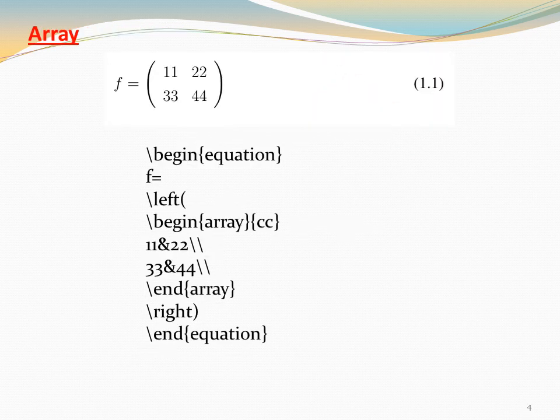Now let's see how to make a simple 2 by 2 array. First start with \begin{equation} and f is equal to \left, then open brackets, then \begin{array}. There are two columns, so {cc}. Then the first entries are 1 ampersand 2 ending with backslashes, then 3 ampersand 4 backslashes, then \end{array} and the brackets \right, closed brackets, then \end{equation}. Execute the commands and get the array equation like this.